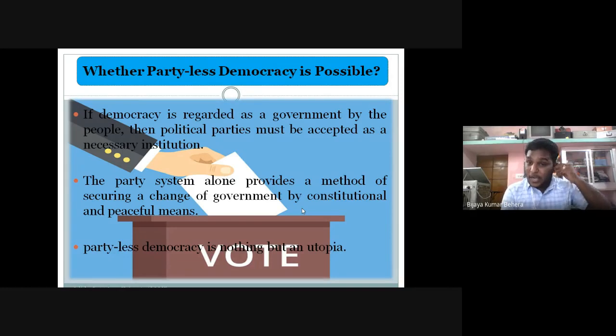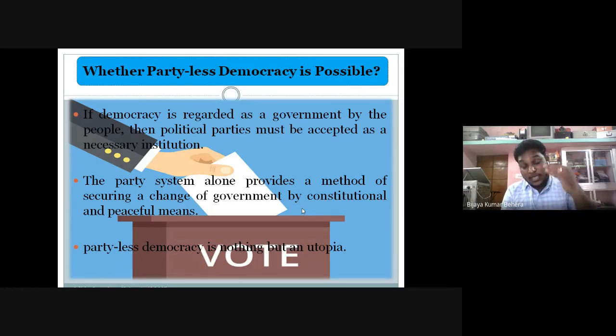The party system alone provides the method of securing change of the government. How can we change the government in a constitutional and peaceful way if there are no political parties? Then there is a bloodshed method if there is no political party. If there are no political parties, then the bloodshed method will be used.